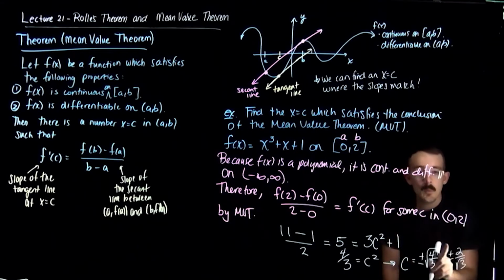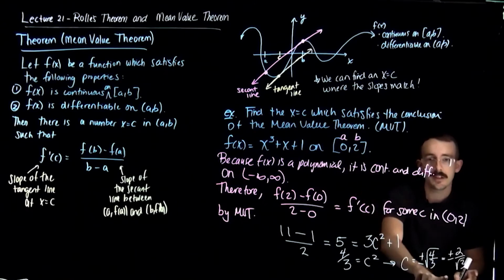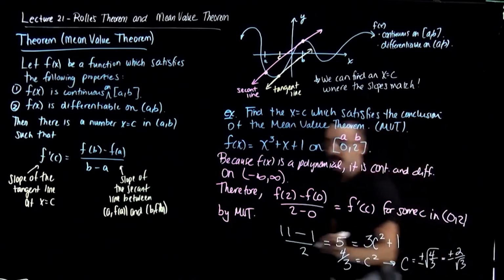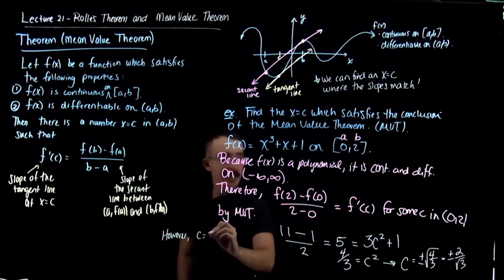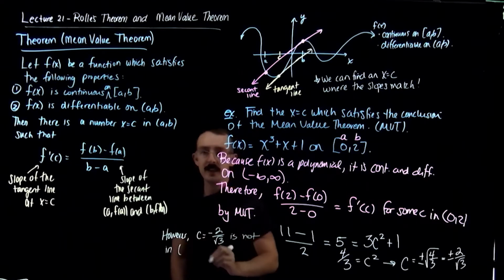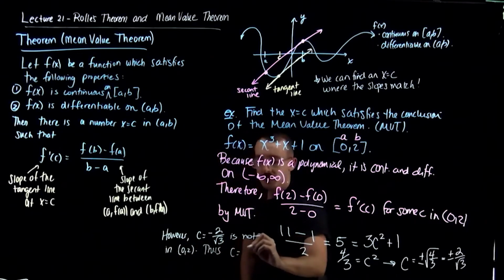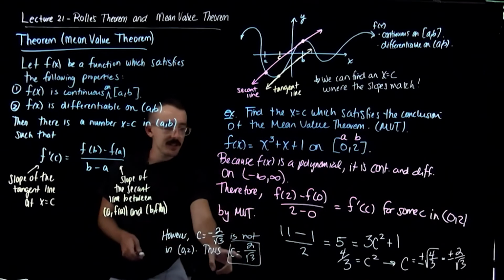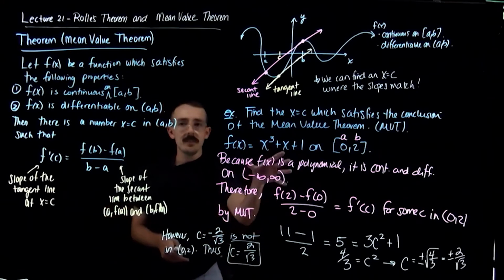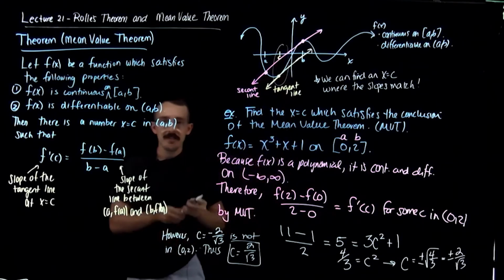The problem is one of these numbers is in the interval, and one of these numbers is not in the interval, right? So which one's not in the interval? Let's go over here to where I have blank space. So over here, however, c equal to negative 2 over square root of 3 is not in the interval 0 to 2. Thus, c equals 2 over square root of 3. That is between 0 and 2. So that's the special c we need to satisfy the conclusion of the mean value theorem. So we found that c, just like we found it right here using a graph.